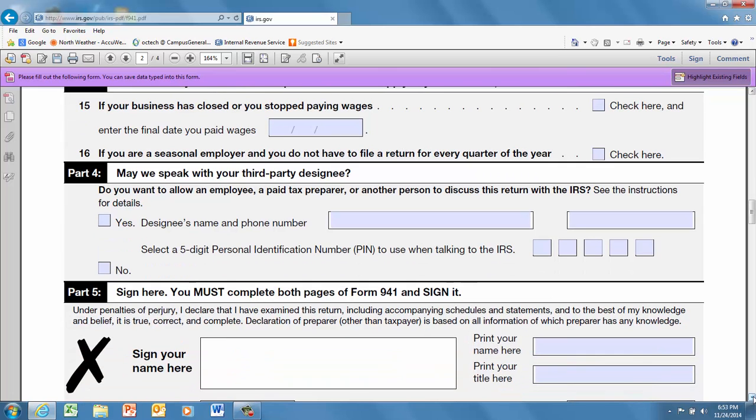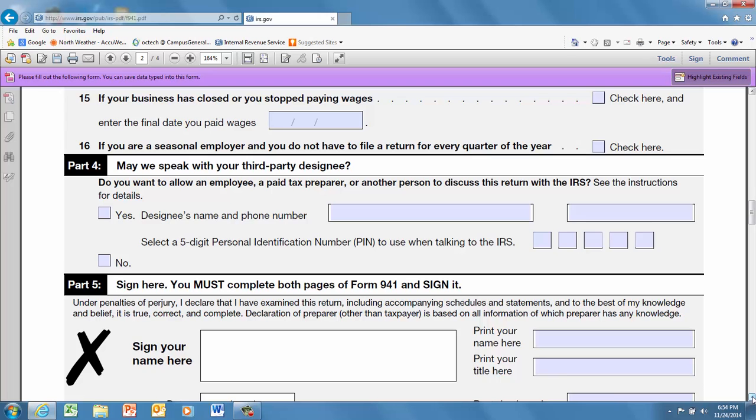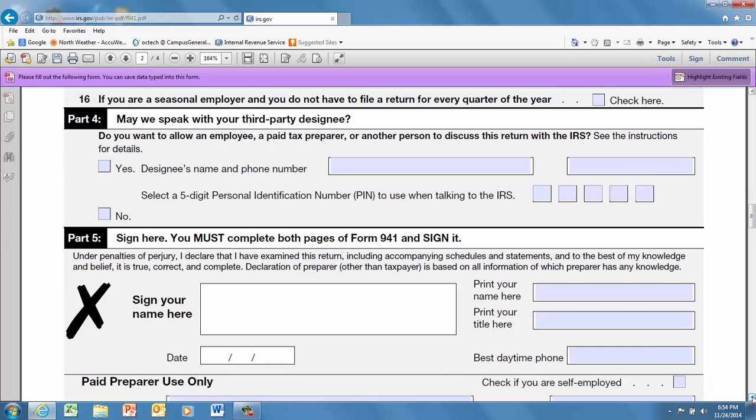Part 4, may we speak to your third-party designee. This is if you had somebody that you paid to fill out this form. Do you want to allow an employee, a paid tax preparer, etc., to discuss this return with the IRS? You would put their information. You would select a 5-digit PIN number. The IRS would ask you that PIN number, and if you know it, then they would proceed to have permission to talk to you about this return.